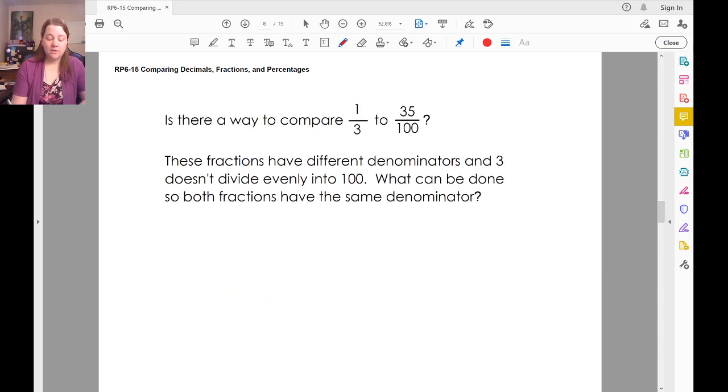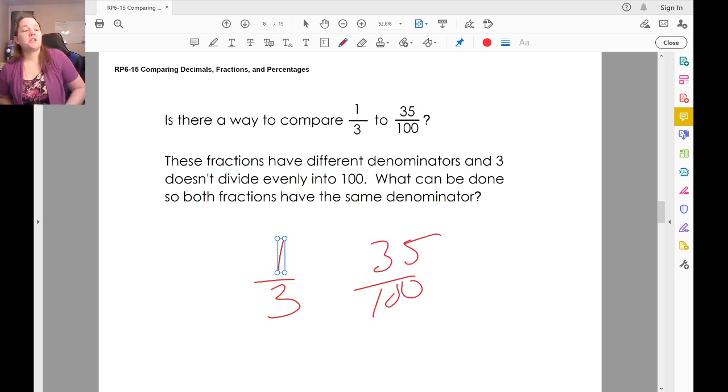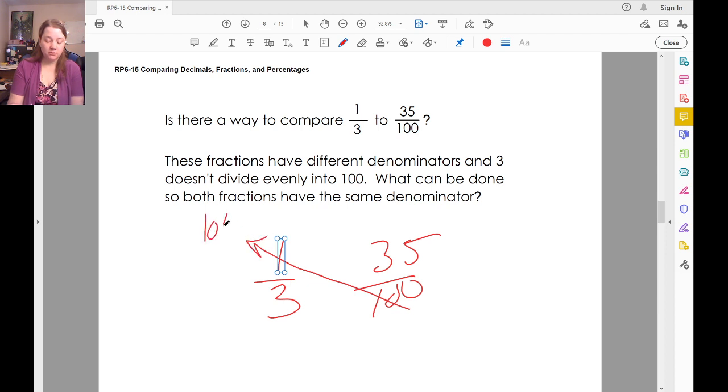So is there a way to compare 1/3 to 35 over 100? The fractions have different denominators, and 3 doesn't nicely go into 100. So to compare fractions, we can cross multiply. We've done this before. 1 times 100 is 100. 3 times 35, let's go ahead and check our work over here.